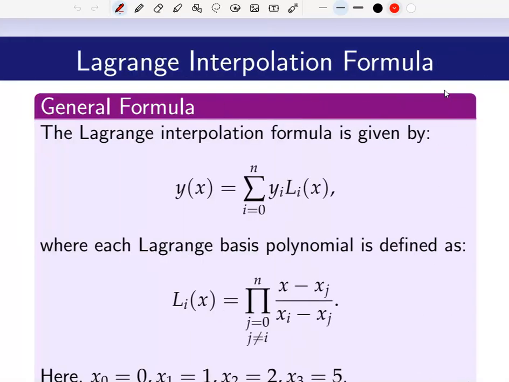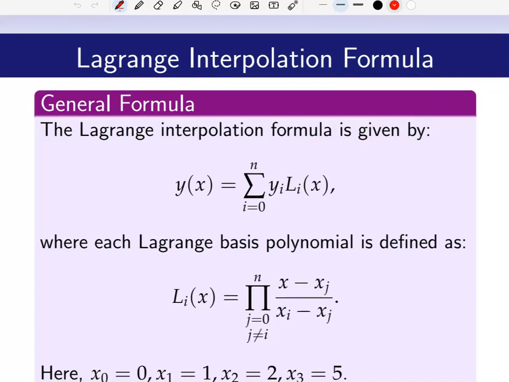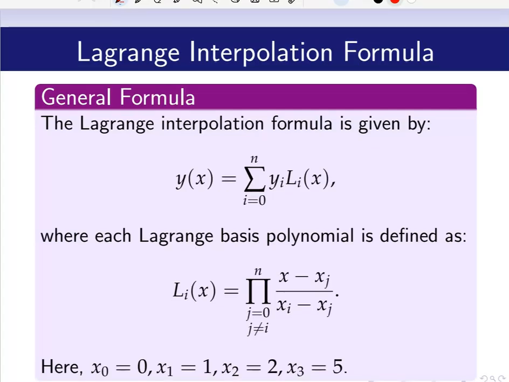The Lagrange interpolation formula helps us estimate a function value between known data points. The general formula is given here. So y(x) is equal to the summation from 0 to n of yi Li(x). Here Li(x) is the Lagrange basis polynomial, which is defined as the product over j not equal to i, j from 0 to n, of (x minus xj) divided by (xi minus xj). So here x0 is 0, x1 is 1, x2 is 2, and x3 is equal to 5.